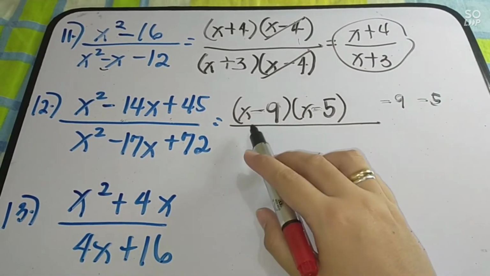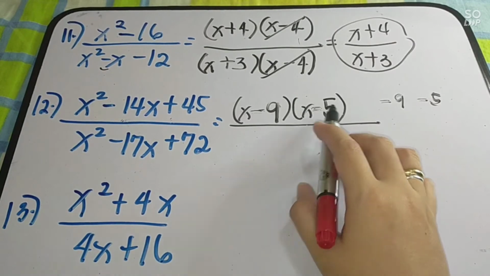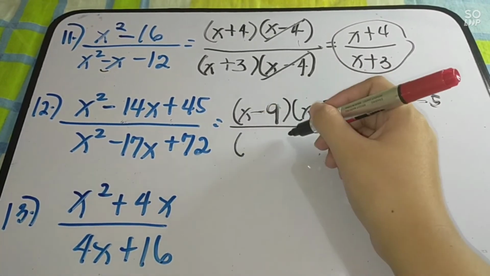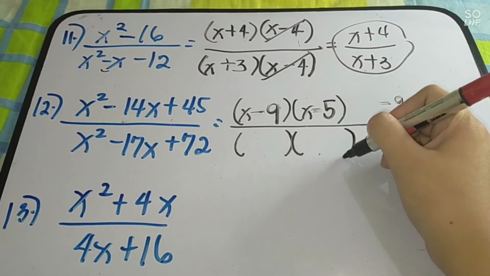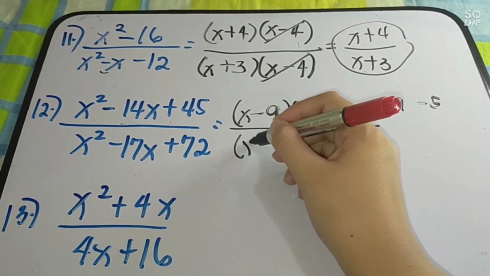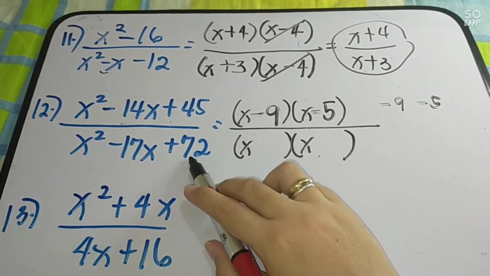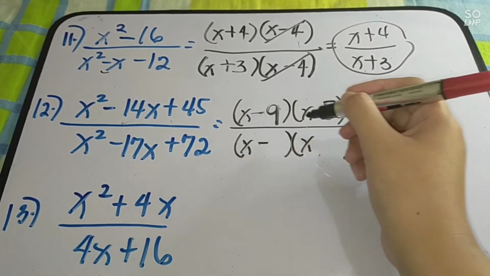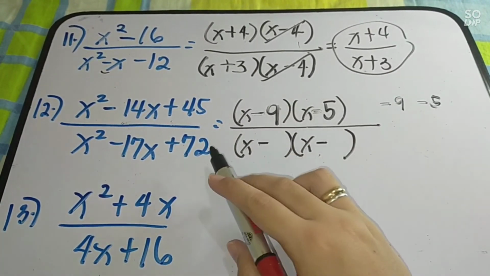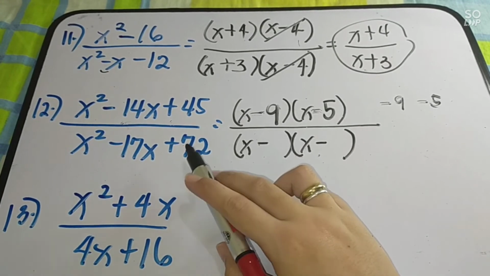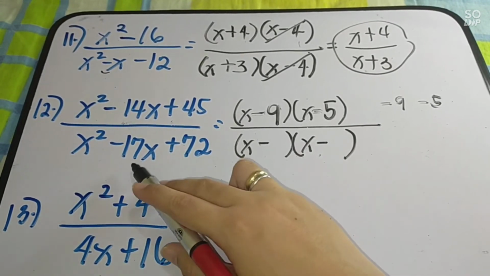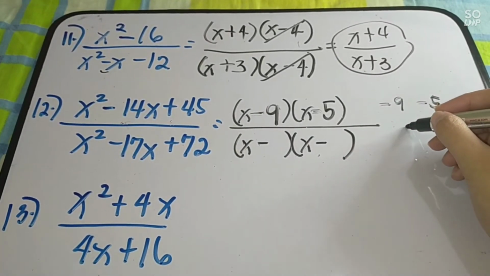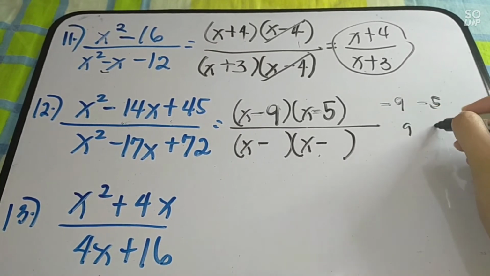Pwede rin naman magkabaliktad dyan, x minus 5, x minus 9. Next tayo, let us have the denominator. So, factors ulit ni x squared, we have x and x. Ngayon, 72. Since negative ulit ito, then this one is positive, parehas na negative dapat ang sagot mo. Think a number na pag inadd, factor sa 72, pag inadd mo ay 17. So, we have here 9 at saka 8.